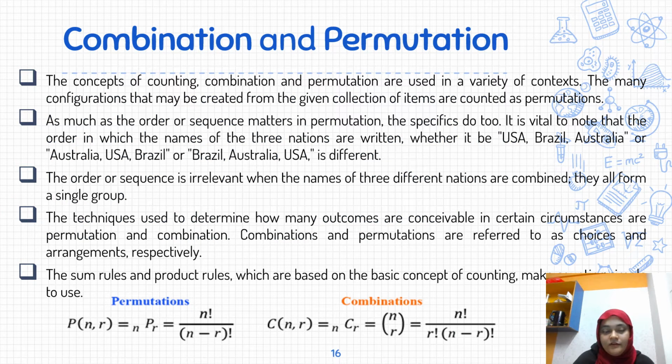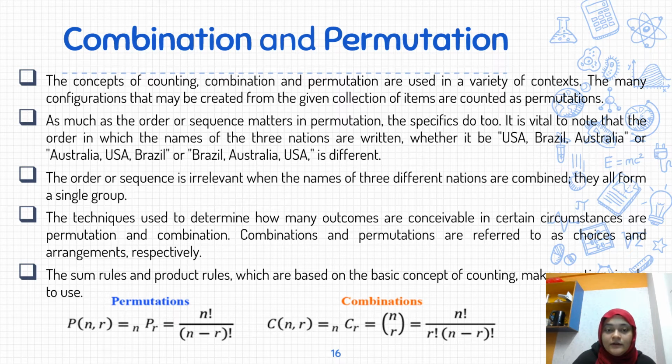Combination and permutation. The concepts of counting, combination, and permutation appear in a variety of contexts. The many configurations that may be created from a given collection of items are counted as permutations. In a permutation, the order or sequence matters.